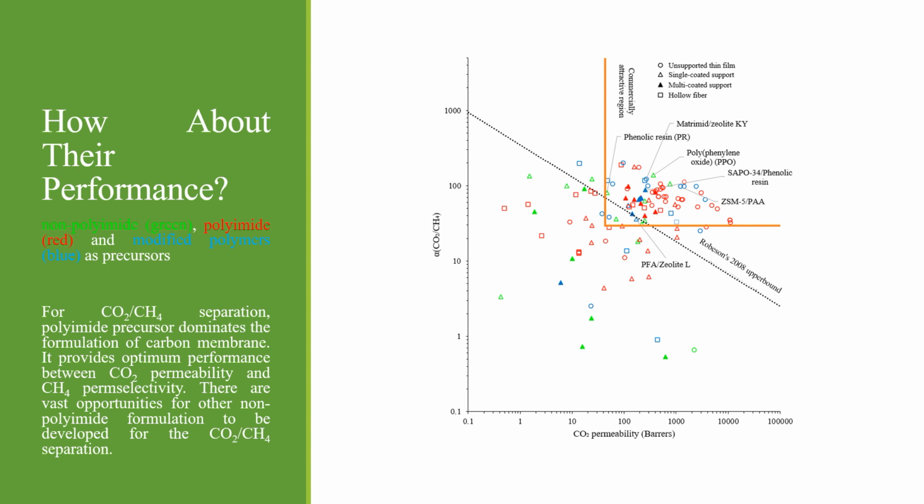This one is about CO2 and CH4 separation. This is basically for the oil and gas industries. You can see this is clearly dominated by polyimide-based carbon membrane. So there are vast opportunities for you to develop a non-polyimide formulation, or a modified polymer formulation, so that you can provide a more cost-effective carbon membrane to be used in the industries.